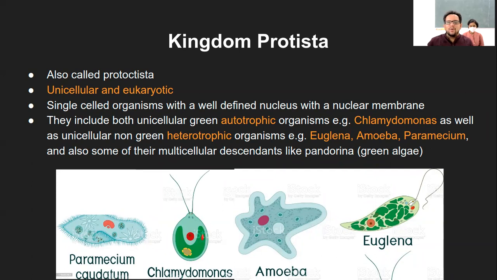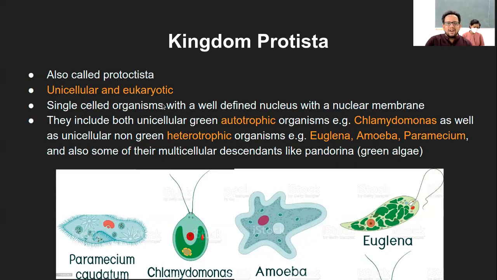So then the next kingdom that we will see is kingdom Protista. Like I said at the start of kingdom Monera, we are classifying the organisms from less complex to more complex. So Monera was the simplest kingdom, and the next one after Monera is kingdom Protista. Kingdom Monera was unicellular prokaryotic, and Protista is unicellular eukaryotic. So it is a little more complex than kingdom Monera.